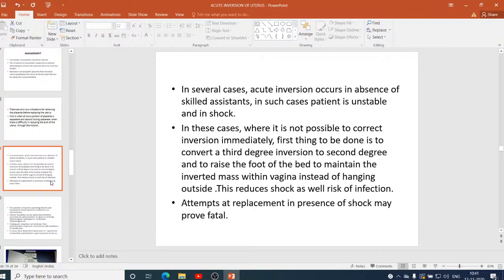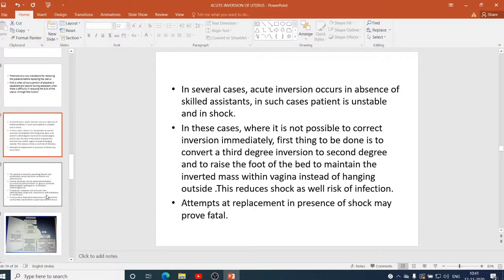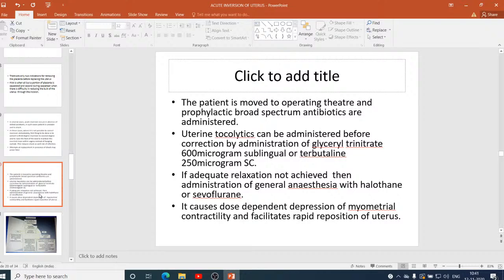And if the patient is already in shock, trying to replace the uterus back to its normal position in the presence of shock may prove to be fatal. So in such cases, first you need to correct the shock, and after the patient becomes stable, then you should go ahead with correcting the uterine inversion. If required, move the patient to the operating theatre, and broad spectrum antibiotics should be given.